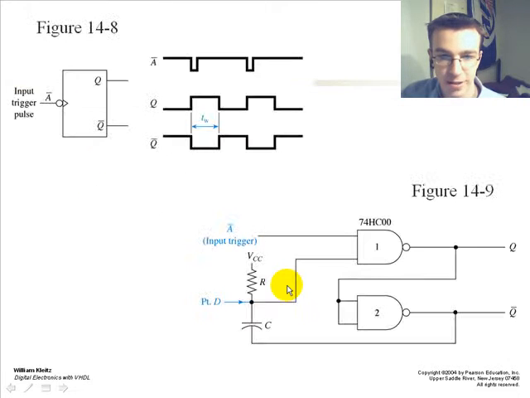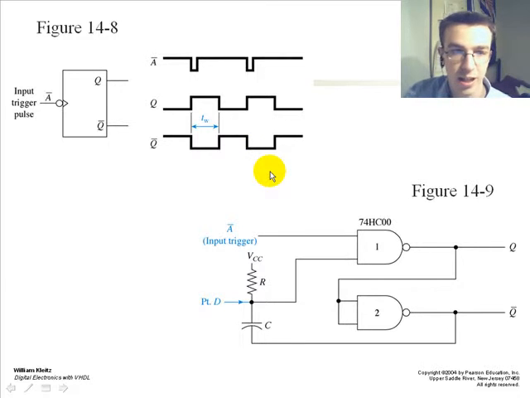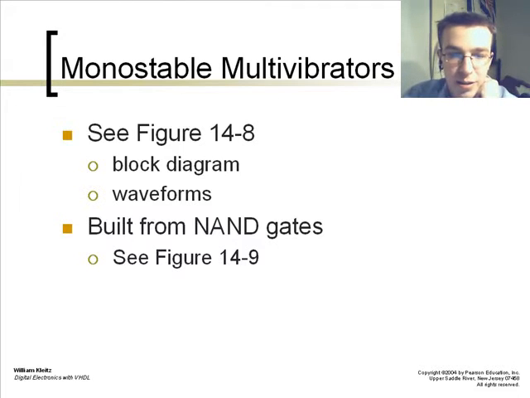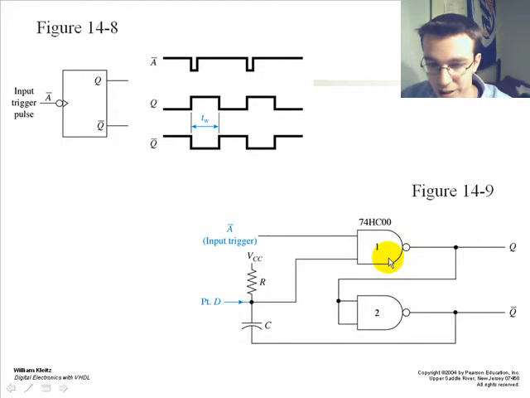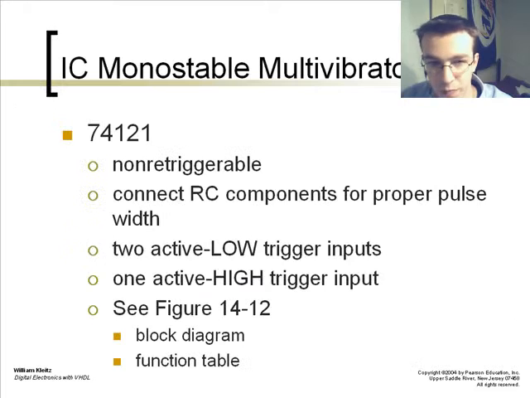Monostable multivibrators. These are shown here with a simple one-input trigger pulse and a Q and a Q not. They're built from NAND gates as shown in figure 14-9 right here, with two NAND gates following. The output of NAND gate 1 goes into the input of NAND gate 2.